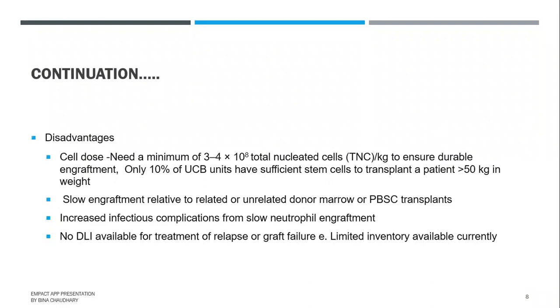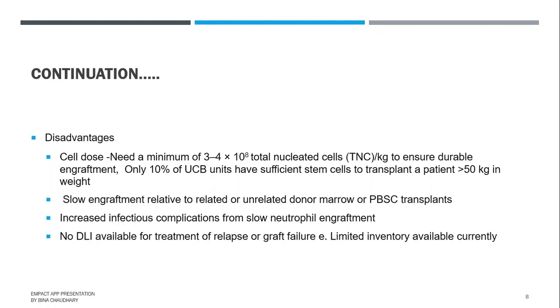Even so, in umbilical cord blood we have lots of disadvantages. It needs a minimum cell dose of 3 to 4 times 10 to the power 8 total nucleated cells per kg to ensure durable engraftment. Only 10% of umbilical cord blood units have sufficient stem cells to transplant a patient more than 50 kg in weight. Sometimes the patient weighs more, and the cord blood volume gives a very low cell dose.